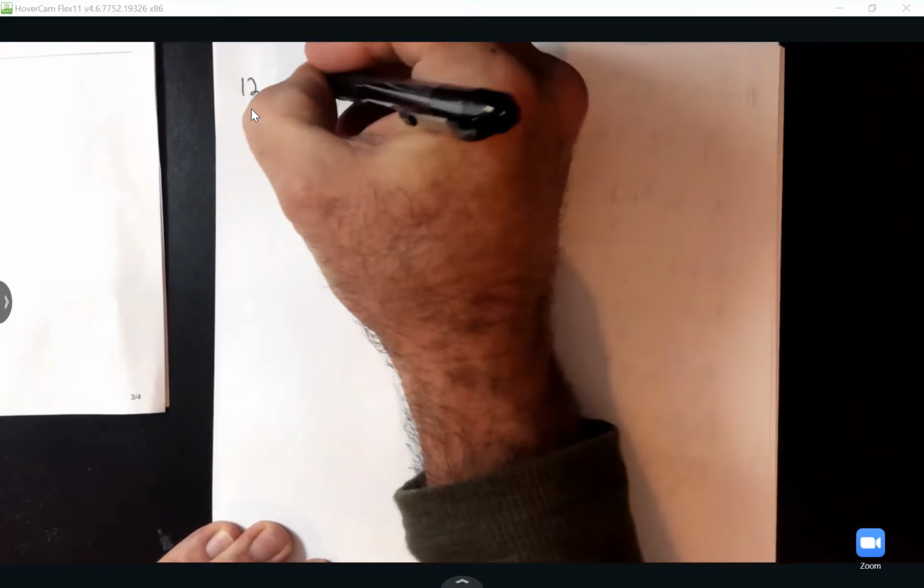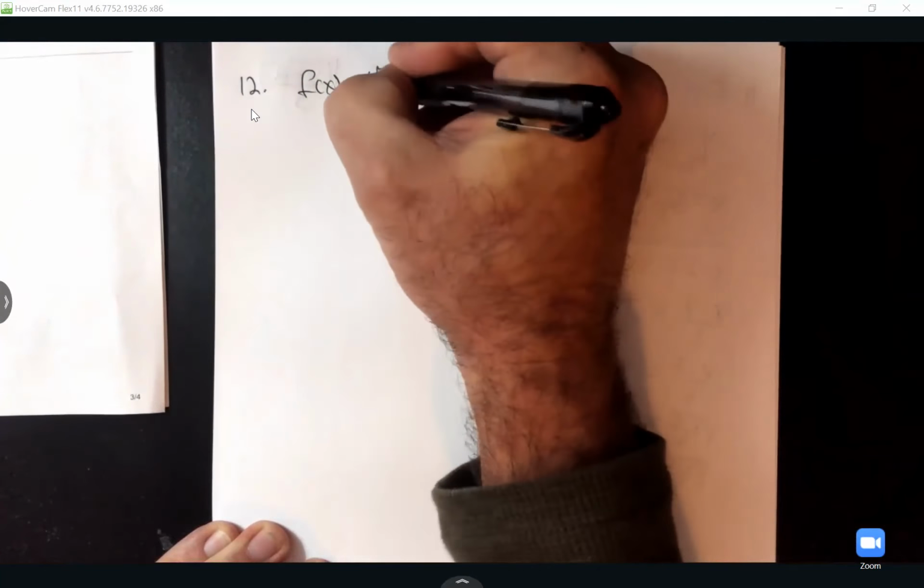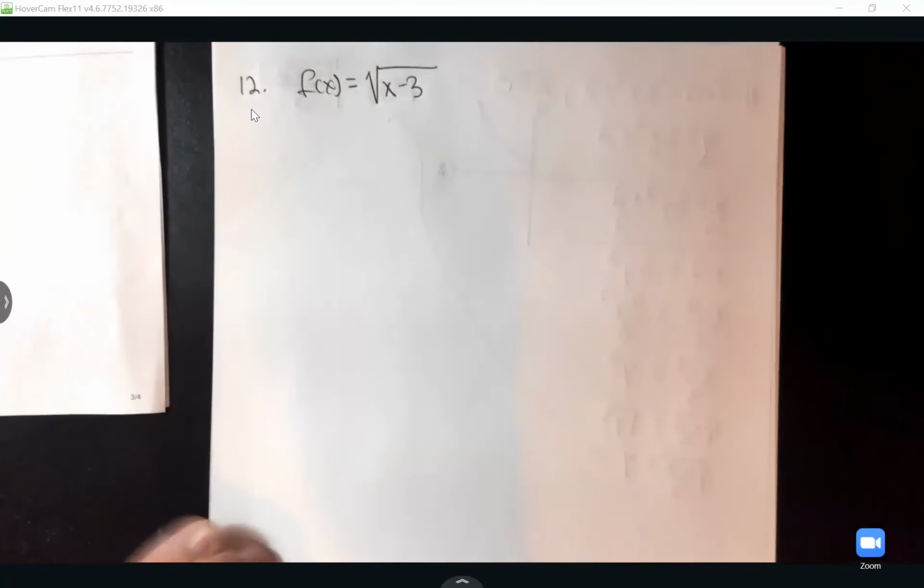Number 12, the last one in 9.2. F of x equals square root of x minus 3.